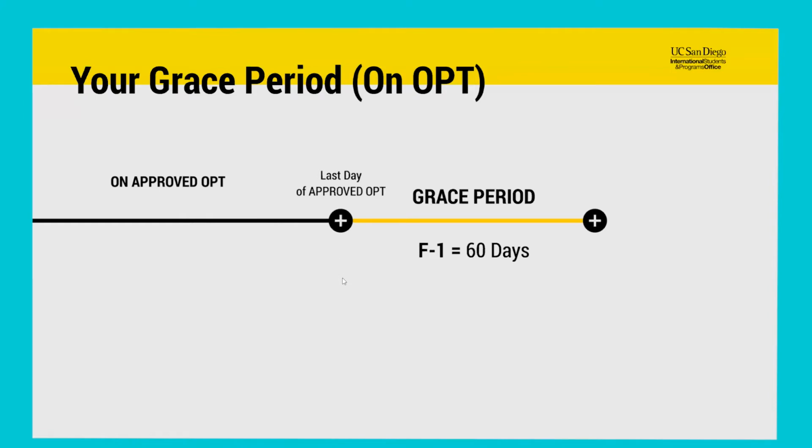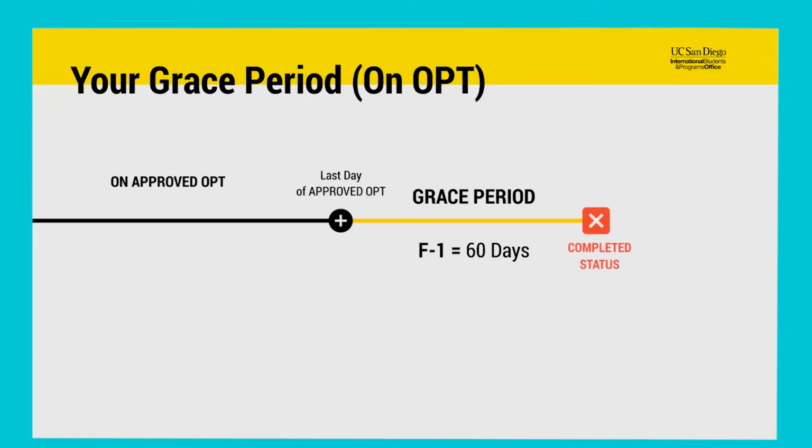Okay, if you are going to stop OPT early, let's say, your last day of approved OPT as listed on your EAD card is August 1st, but you would like to transfer your I-20 and SEVIS record to UCSD on June 1st. You are not eligible for a 60-day grace period starting from June 1st. You are only eligible for a grace period upon completion of OPT. It's a really important note because it does impact your timeline.